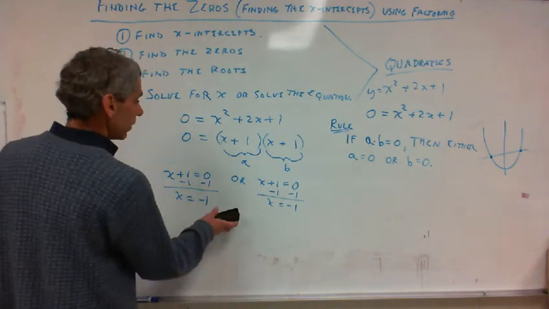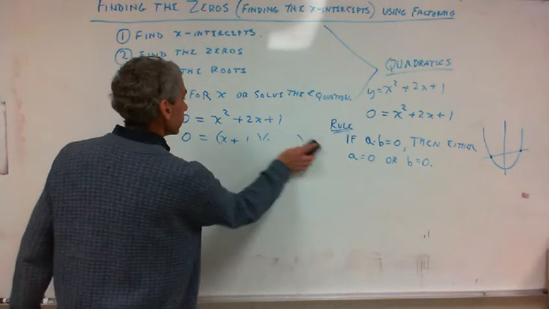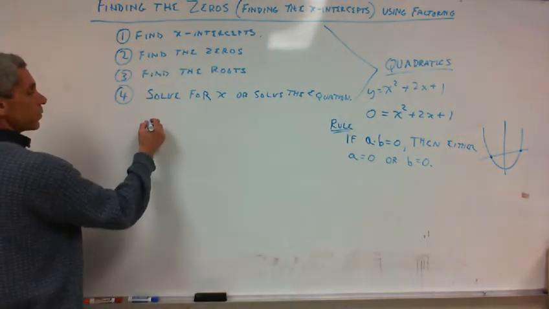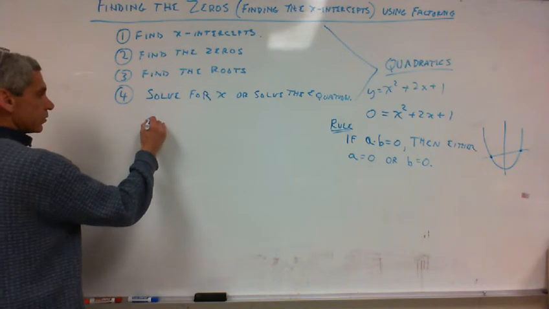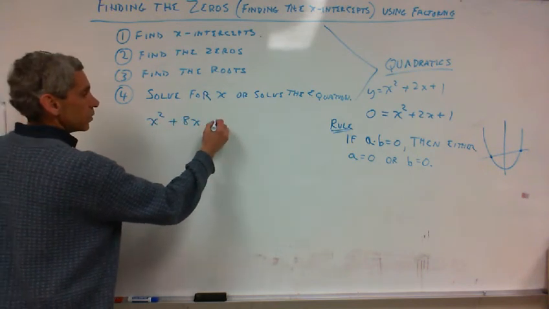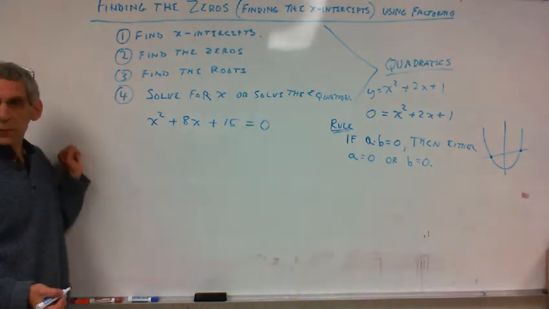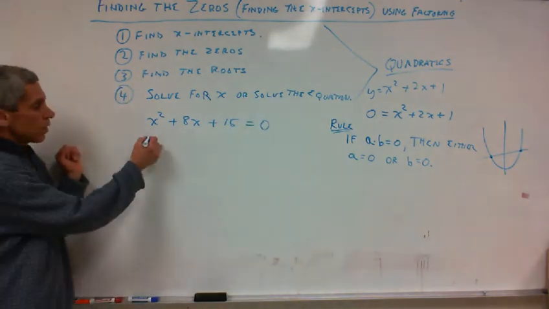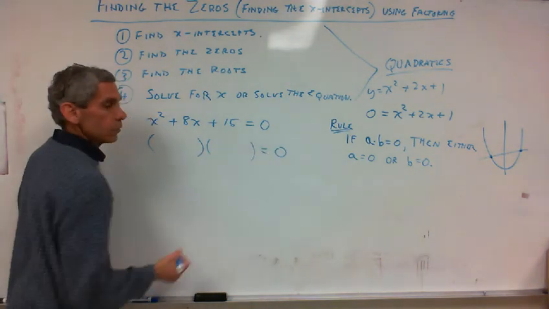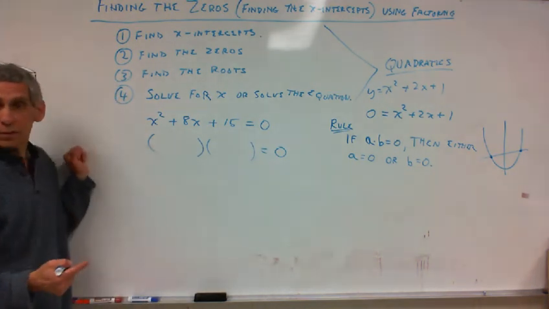So let's try one. Can I erase this? Let's try one that has two different answers. Okay? So let's try this one. Let's say x squared plus 8x plus 15 equals 0. Okay, you with me? All right, so Wyatt, how would I factor this? I'm writing this, but I'm putting the equals 0. That's really important. What would it be?